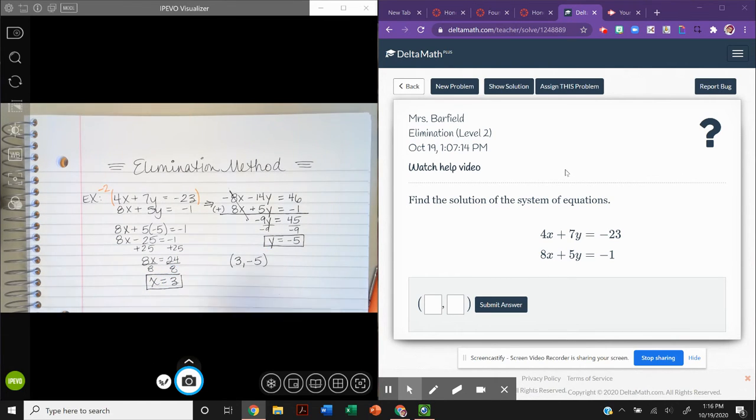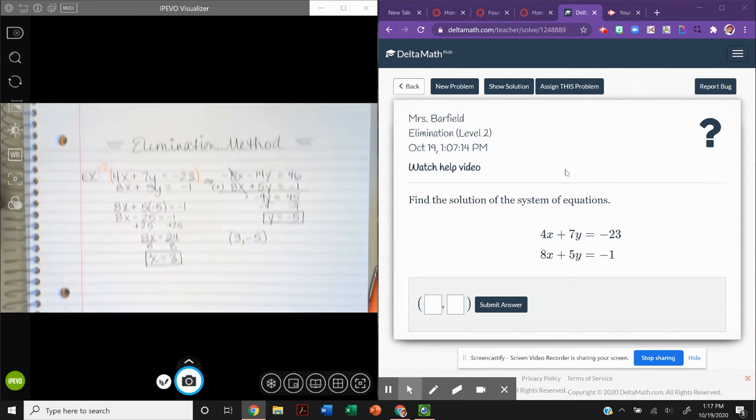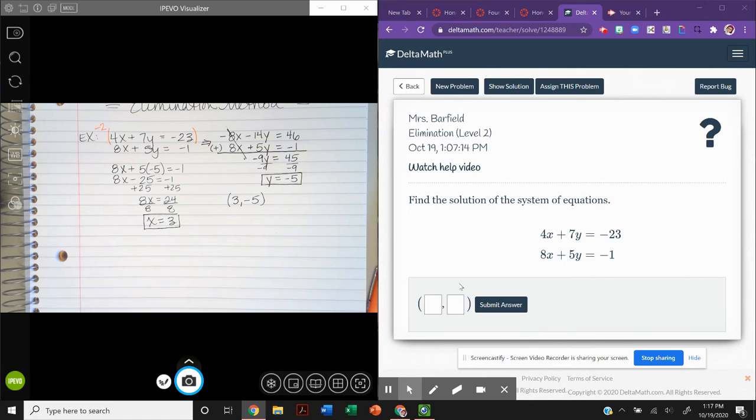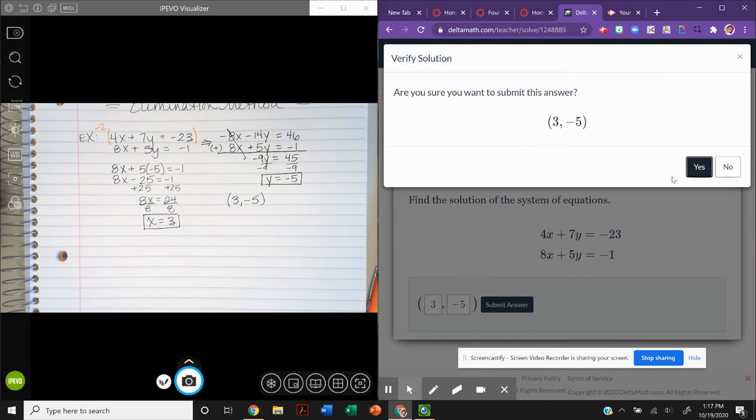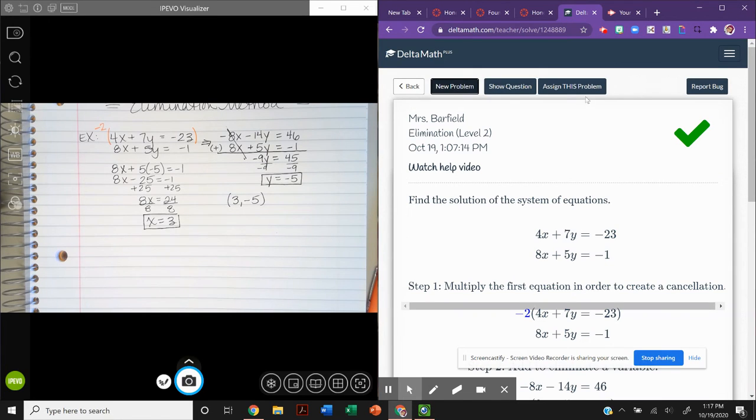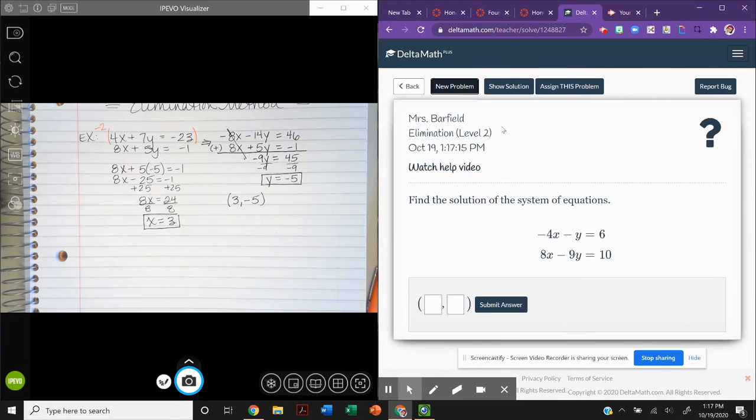So how did I proceed to do this problem? Let me bring up a new one. Let's type this one in and see how we did. 3, negative 5. Submit my answer. Yes. Okay, so let's look at a new problem.